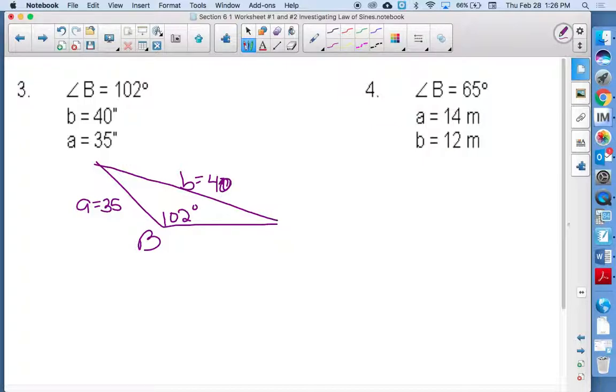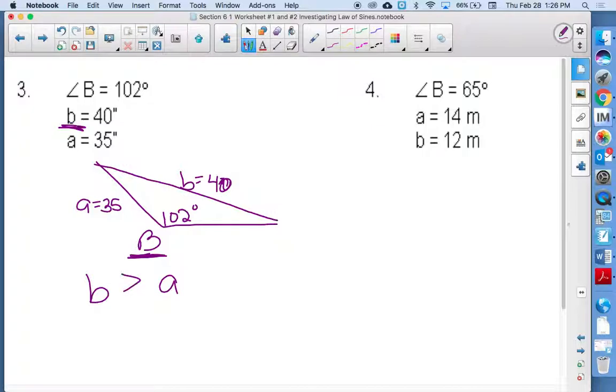So when it's obtuse, the height is outside of the triangle, and it is irrelevant. You don't need to find the height if it's not inside of the triangle. The only thing you're comparing is the side that matches the angle. So angle B means I'm looking at side B, and the other side that's given is A.